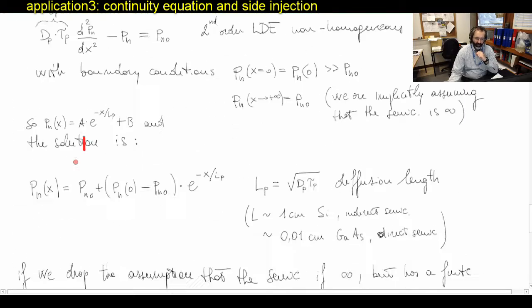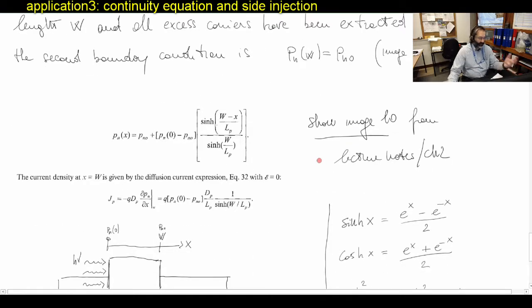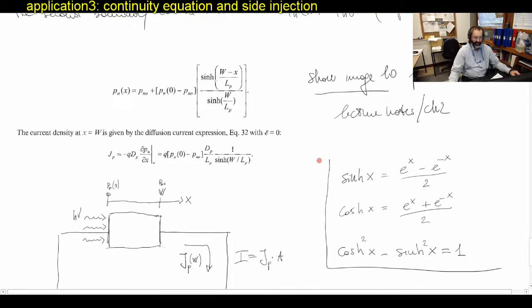So effectively what I'm suggesting is, let us change the second boundary condition in our solution, and change it in such a way that we impose that Pn at W is actually Pn0. Now, in this case, the solution becomes a bit more complicated. There is no reason to go through the steps here, but we can demonstrate that it takes this form.